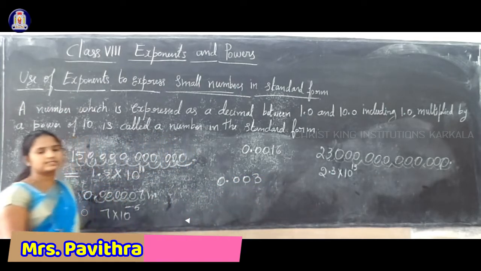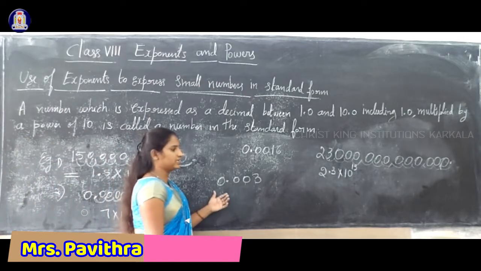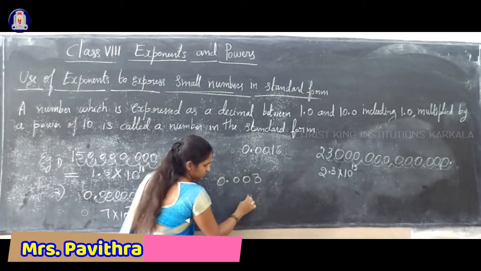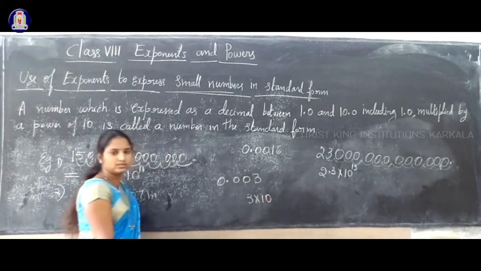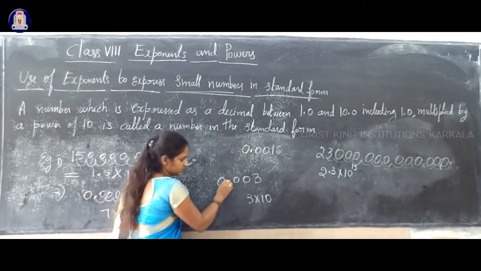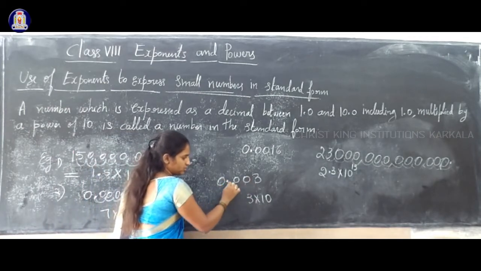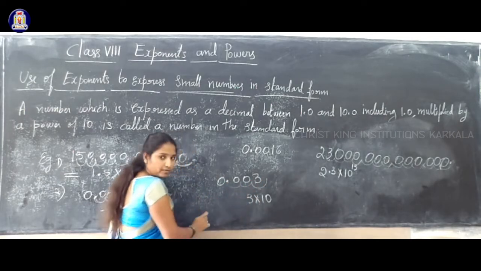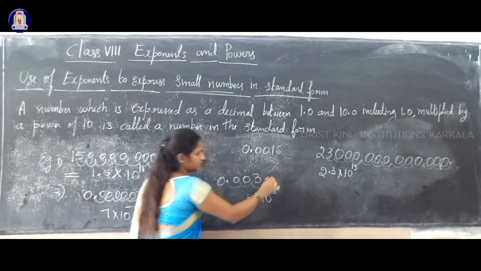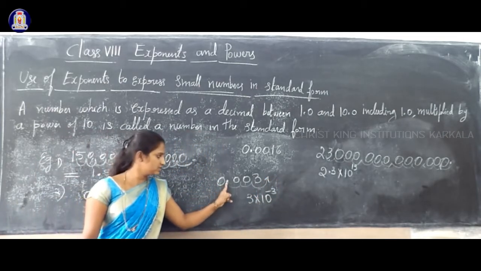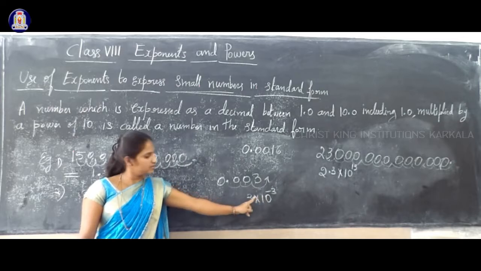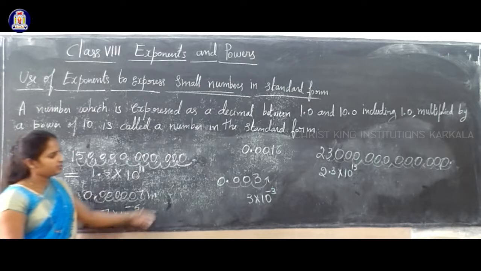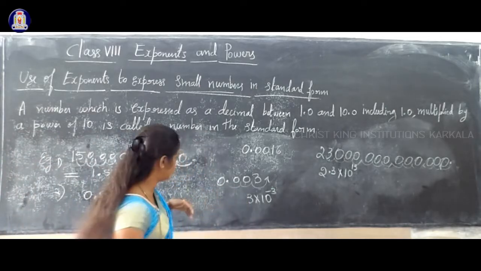0.003. Now how can you write this number in standard form? This can be written as 3 into 10 power. The decimal point is moving to the right-hand side. 1, 2, 3. So 10 power minus 3, because this decimal point is moving to the right-hand side. Clear? So 3 into 10 power minus 3. If you want, you can write in another way.